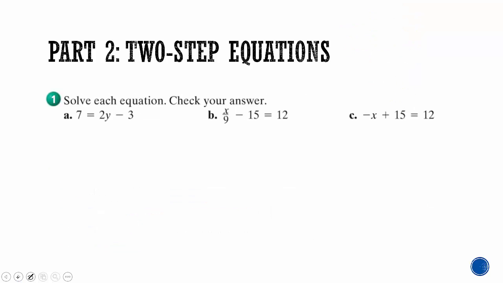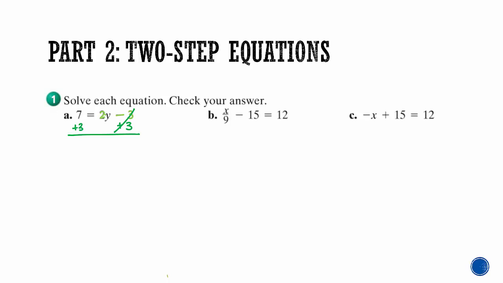So if we want to solve each of these equations for y, I want to get y by itself. So right now, two things are happening to y. It's being multiplied by 2, and 3 is being subtracted from it. So remember, we want to undo PEMDAS. So we have to undo the addition and subtraction part first. So that means I'm going to undo this minus 3 by adding 3.